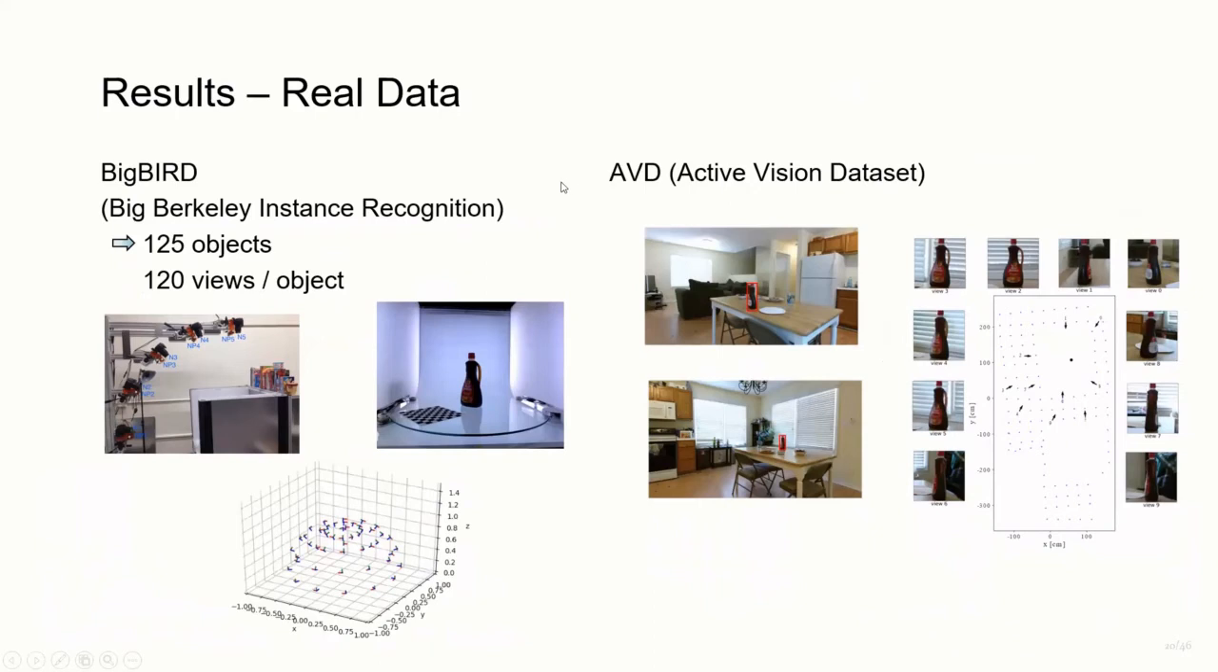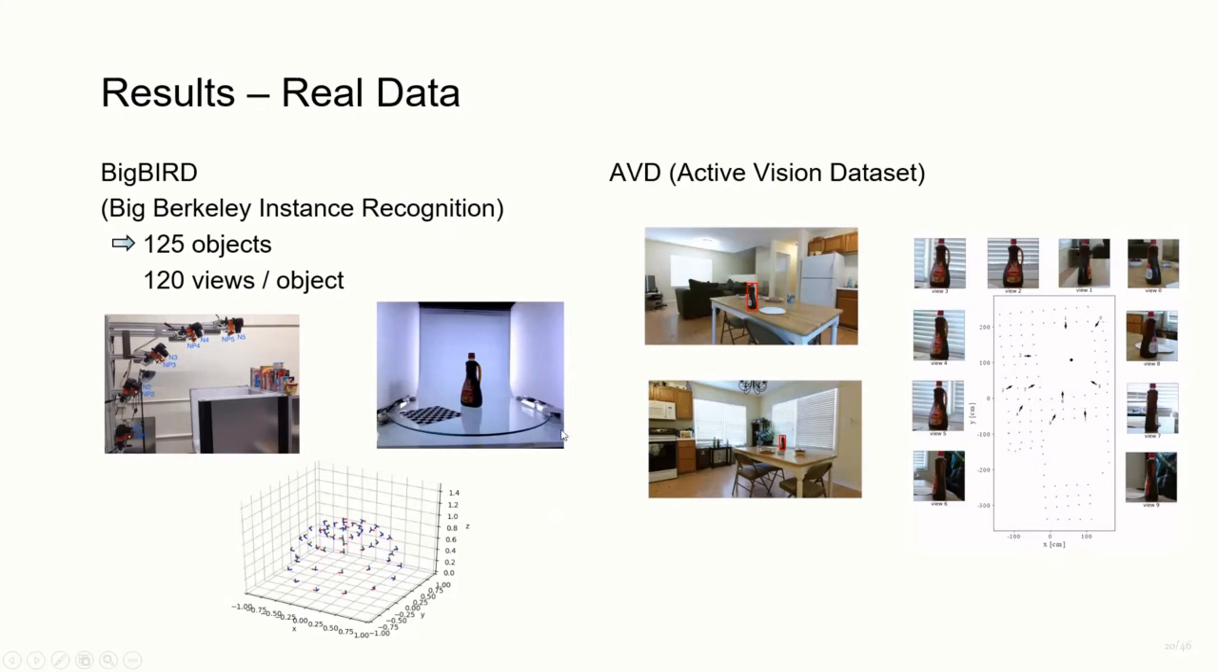So the evaluation on real data consists of actually two data sets. One is the BigBIRD Berkeley instance recognition data set, which has data for 125 objects taken from poses located on a dome. The object is placed on a rotating table, and there are 5 cameras that capture 120 views.